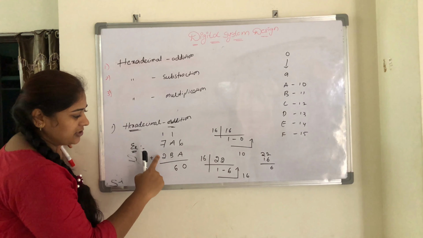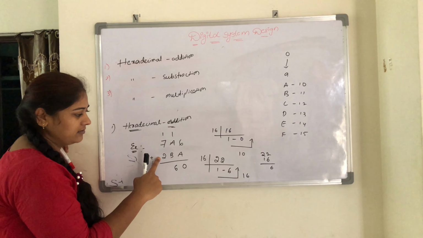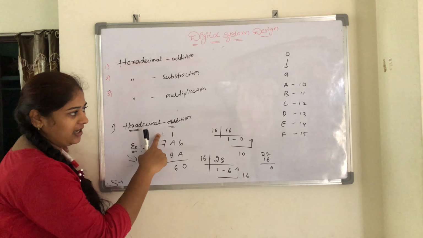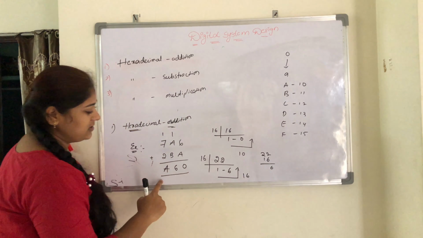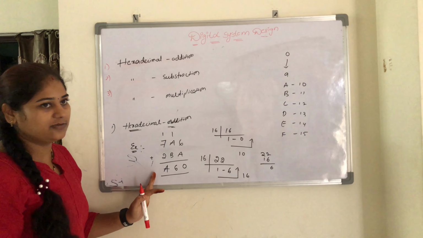So 7 plus 2 is 9, 9 plus 1 is 10. 10 is nothing but a. So this is the answer of hexadecimal addition.